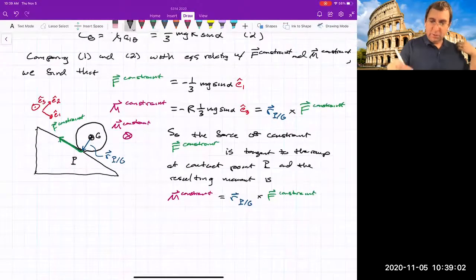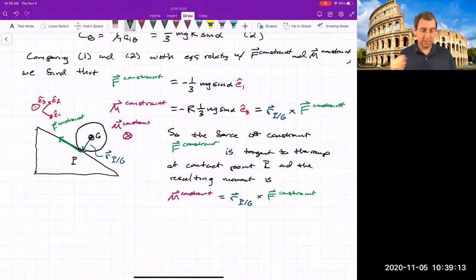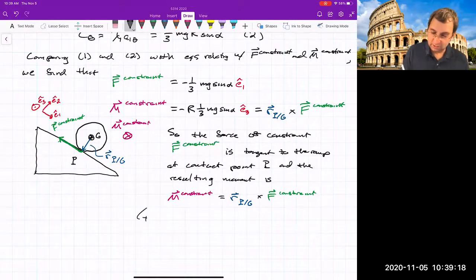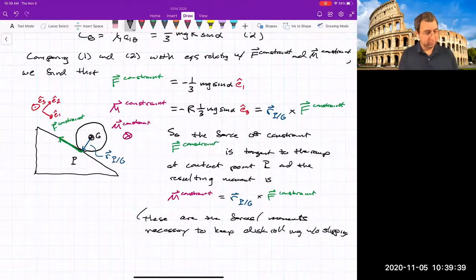Okay. And why are these forces here? We've imposed that this thing is rolling without slipping, which is something that we observe. And underneath it all, the forces and moments that are making that happen are these forces and moments of constraint. So that's what these are. These are the forces and moments necessary to keep the disk rolling without slipping. So that's cool.